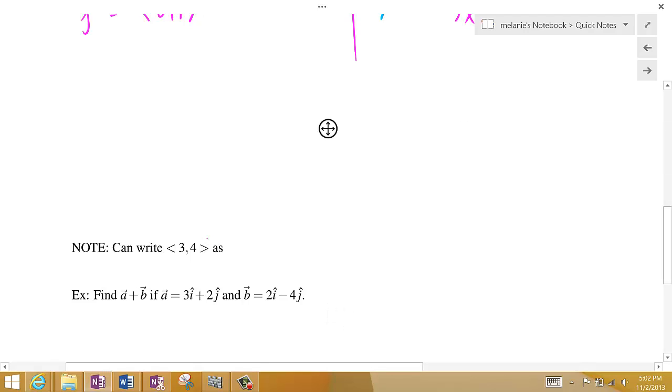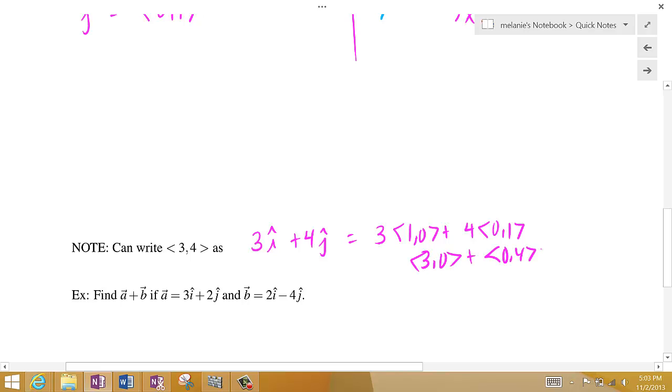So I can take the vector 3, 4, and I could write this as 3i plus 4j. It's a linear combination of unit vectors. And anytime you see this, you know this is vector notation. This is the same thing as 3 times the vector 1, 0 plus 4 times the vector 0, 1. So you get 3, 0 plus 0, 4. When you combine them component-wise, you do get 3, 4. So we can always write vectors with this triangular notation we've been using, or in terms of a linear combination of our standard unit vectors.